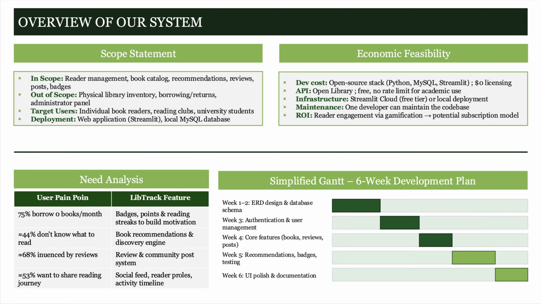As shown by the Gantt chart, development was organized into 6 phases: database design, authentication, core features, recommendation and badges, testing, and UI polish. Finally, look at the needs analysis table. 75% of readers borrow 0 books per month, so we build a badge and point system to drive motivation. 44% don't know what to read next, so we build a recommendation engine. And at least 68% are influenced by reviews, so we build a full review and community post system. LibTrack was not designed in a vacuum. It was designed around real reader needs.